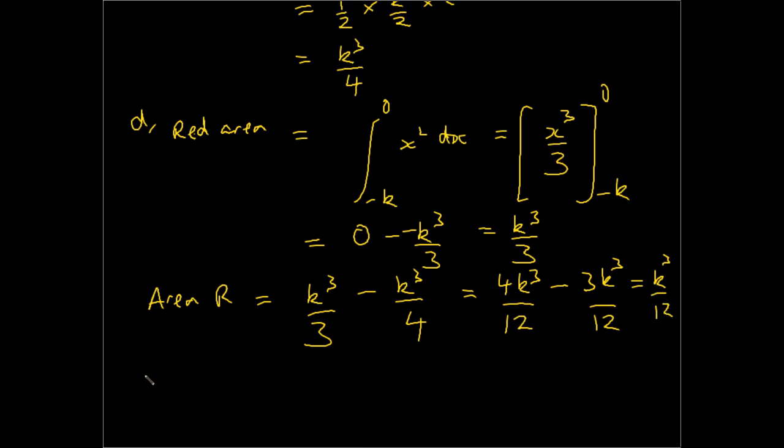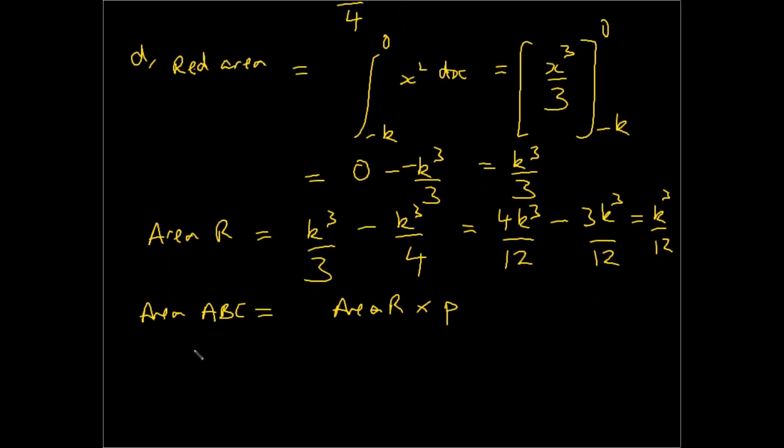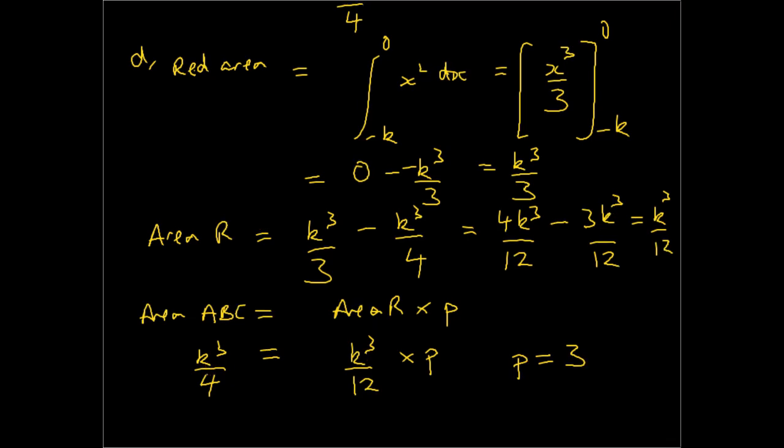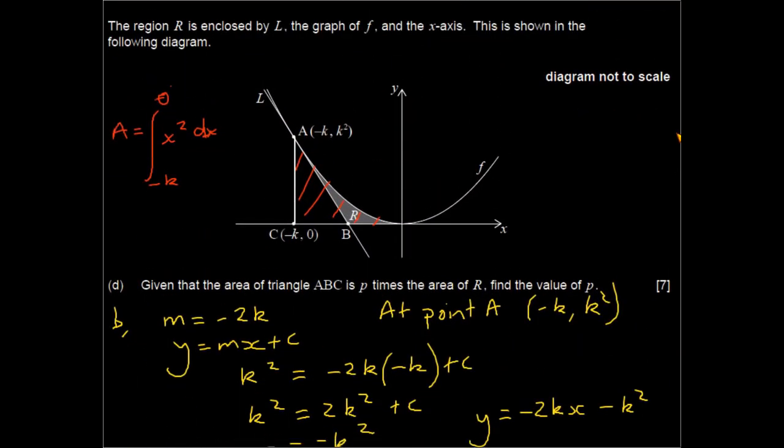So then the area of ABC is equal to the area R multiplied by P. This area here is k cubed over 4, and this area here is k cubed over 12, and then P. So I can therefore see that P is equal to 3. Alright, this area here multiplied by 3 would give me this area here. The area of this triangle here is 3 times the area of R here.